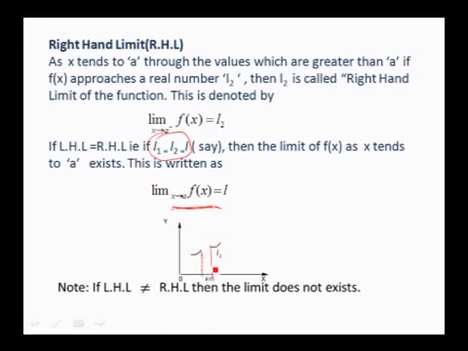So L1 is not equal to L2, here LHL is not equal to RHL. So this figure I just rewrite like this. If I write like this, this is L2 and this is L1. So if L1 is not equal to L2, LHL is not equal to RHL at x equals a. Therefore, at x equals a, L1 and L2 are not equal, therefore the limit does not exist.